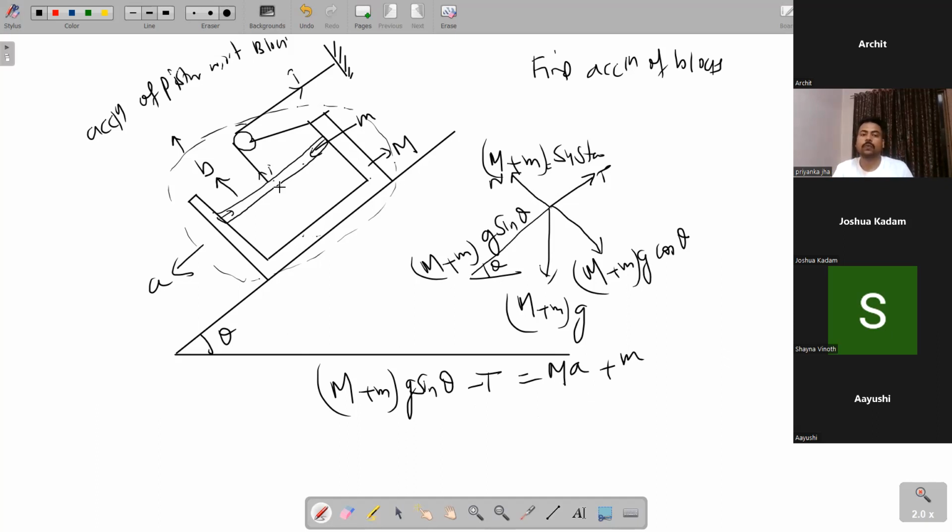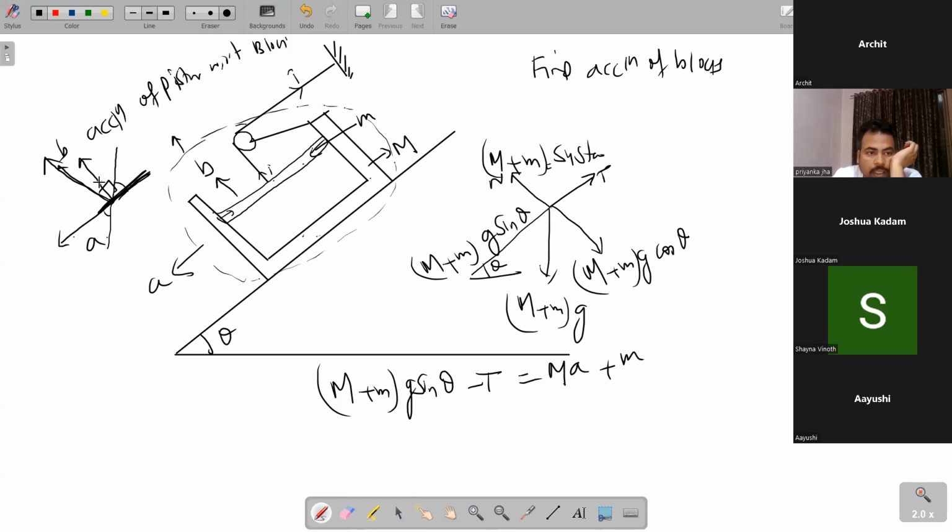this block. Now, this block has two things: one is A because of this block, and another is this b. So you have to break this into two components, one along the inclined plane and one perpendicular to the inclined plane. You have to break this, right? Now, this angle is theta.